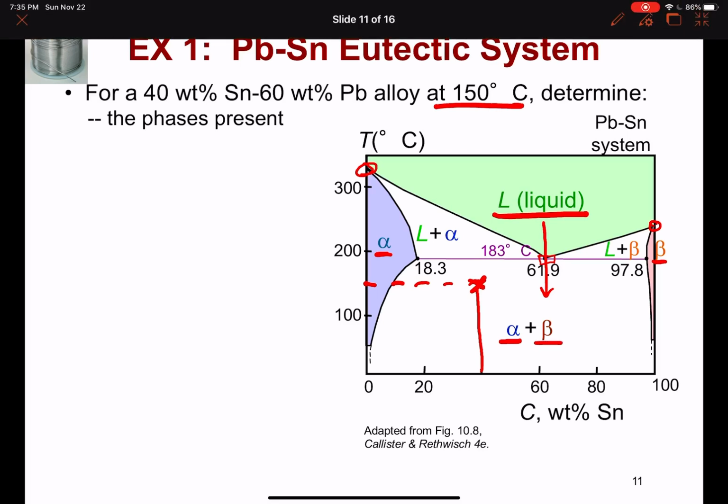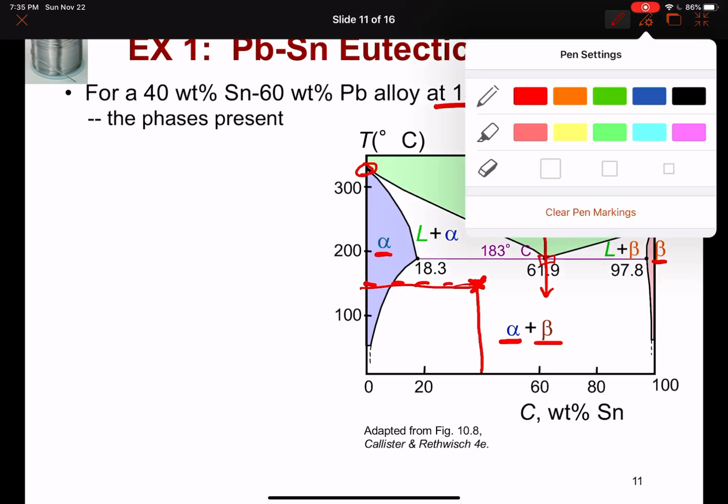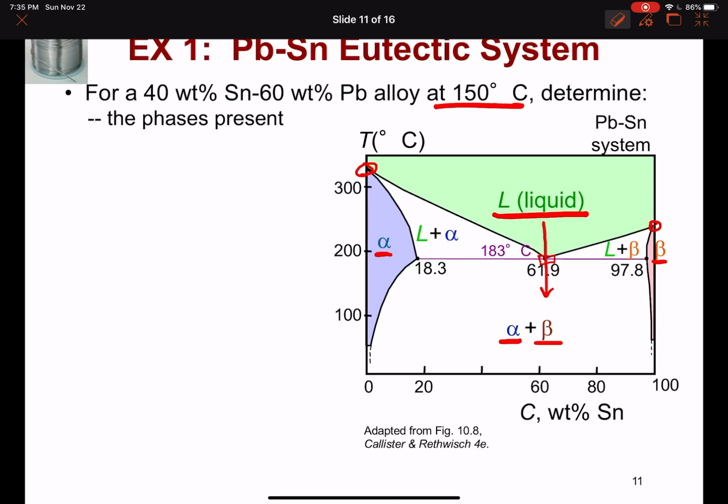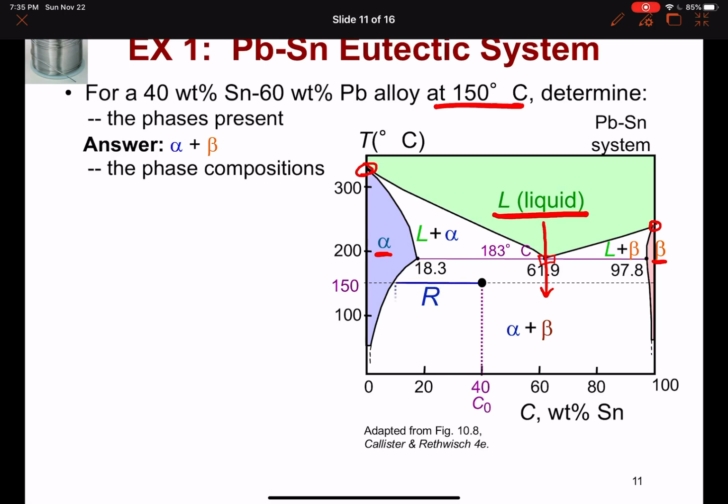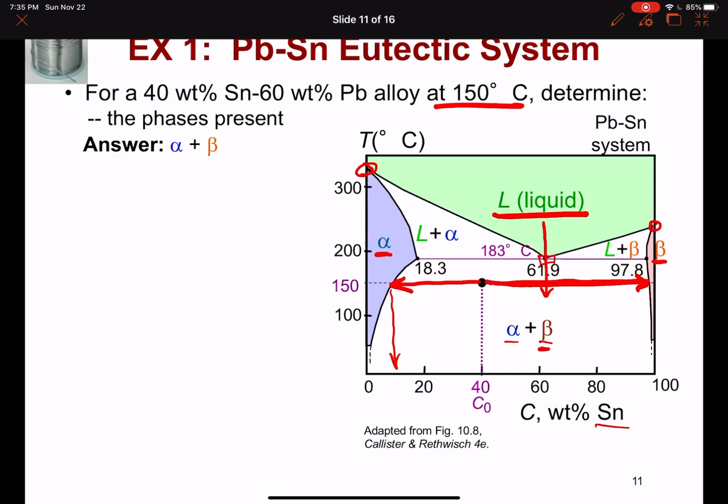Okay. So let's just clean that up and we'll get the animation in there for us. Good. What about the phase compositions? That is to say, now that we know that there is both alpha and beta present, what is the content of tin in the alpha? So we'll use the tie line here to help us with that. For the alpha, we walk all the way over to the alpha domain and we track down, and we would get our answer for that. And likewise for the beta, the amount of tin in the beta, we would walk all the way till we meet up with that beta phase and climb all the way down.